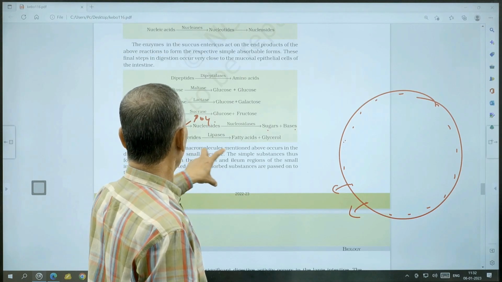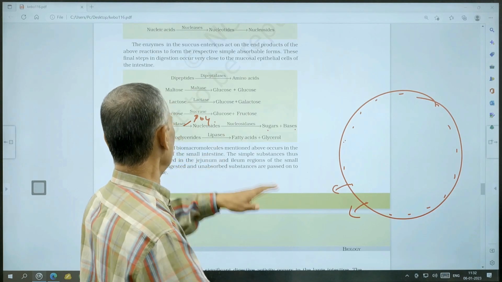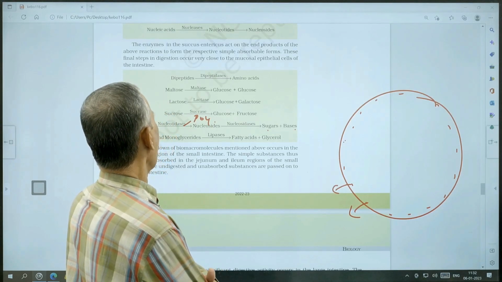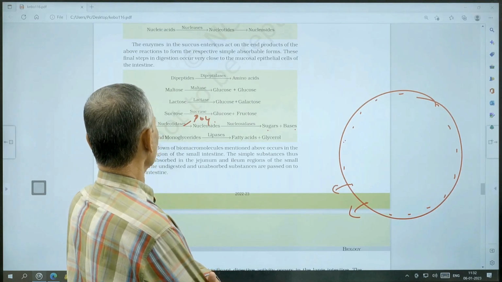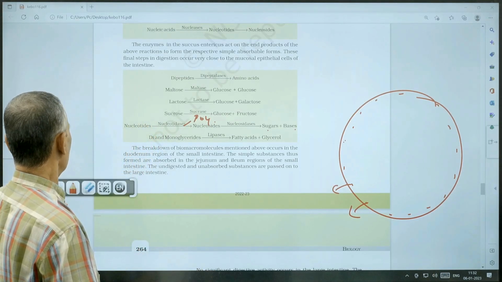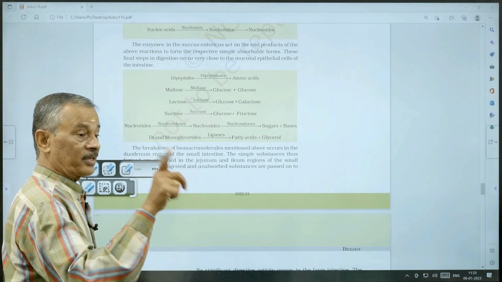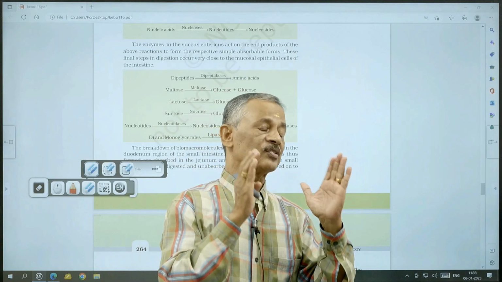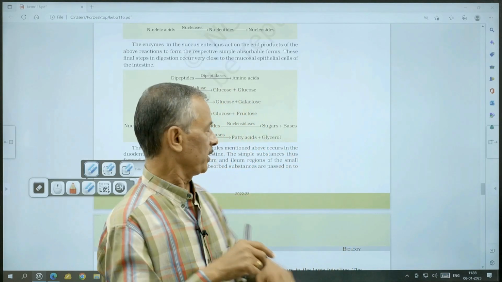The biomacromolecules are converted into their smallest units in the duodenum region of the small intestine. And now these simple substances can be absorbed in the jejunum and ileum regions of the small intestine, and undigested and unabsorbed substances are passed into the last part, namely the large intestine. Clear? So understand that mechanical digestion is present only in the buccal cavity and stomach, whereas in the intestine you have only chemical digestion.